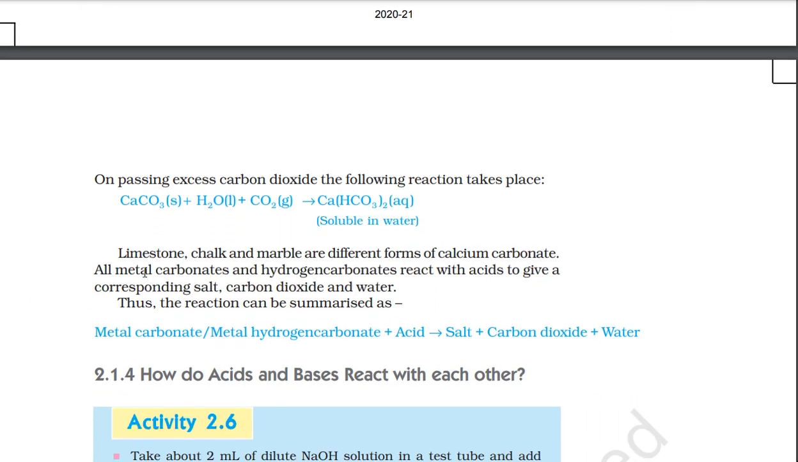The general formula for this property is: when a metal carbonate or metal hydrogen carbonate reacts with an acid, it gives salt plus carbon dioxide plus water. The conclusion is that when a metal carbonate and metal hydrogen carbonate react with acid, they give salt, then carbon dioxide and water. These are the reactants, and on the right side we will get the products.